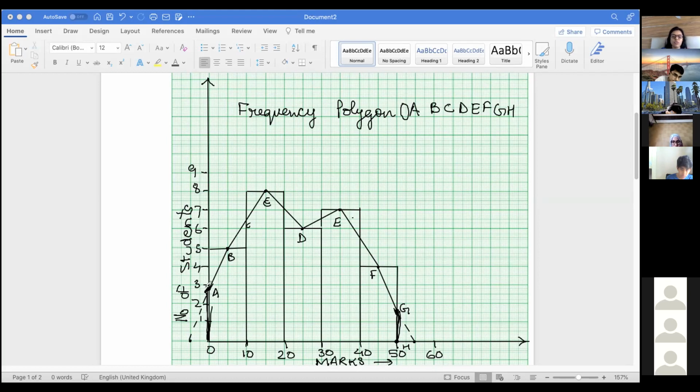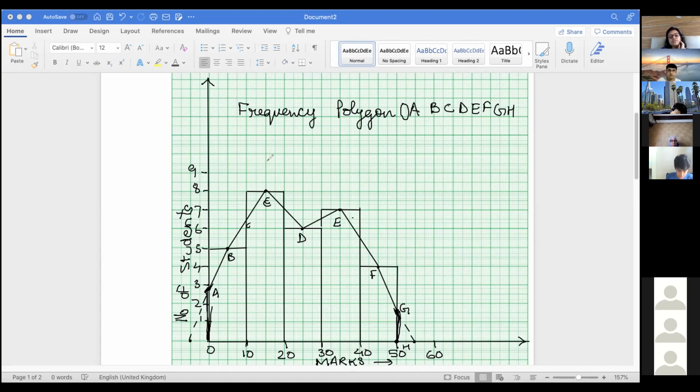Okay, so for point of intersection we have joined this line, because you cannot have a negative marking over here and you cannot have marks greater than 50. So my polygon cannot extend here. So we just marked it so that we get this point of intersection, this and this, A and G. So drop a perpendicular down and you will get the point. Okay, is it clear how to draw frequency polygon?